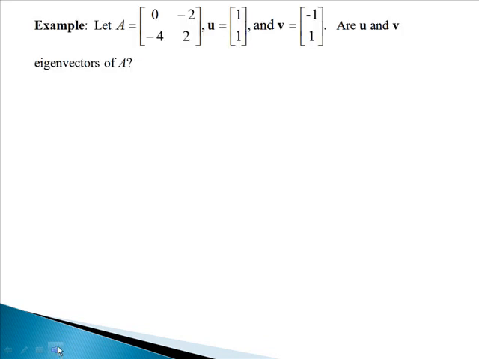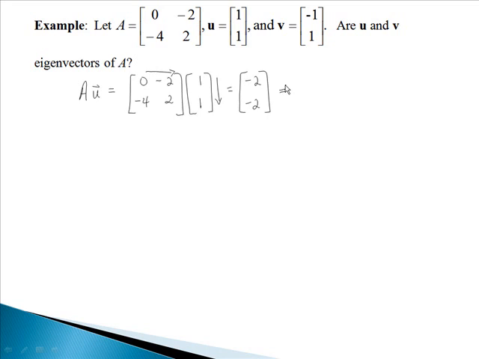So let's look at an example. Here we've got a matrix A and two vectors u and v. And we want to check and see, are the vectors u and v eigenvectors of A? So we're going to look at multiplying each vector by our matrix A. First we'll multiply A times u. Here I've written my matrix A and my vector u, and remember, to multiply you just go across and then down, so we'll end up with our vector negative 2, which is equivalent to negative 2 times u.